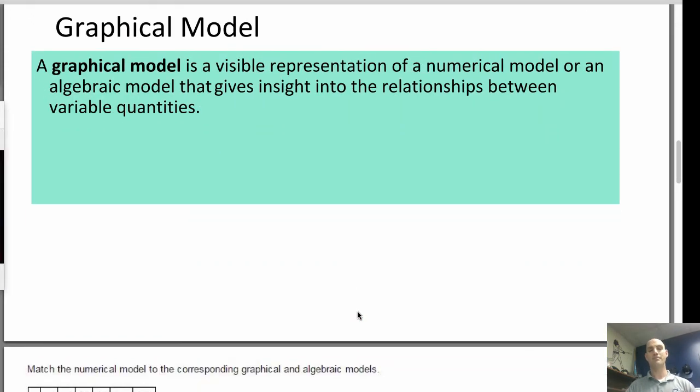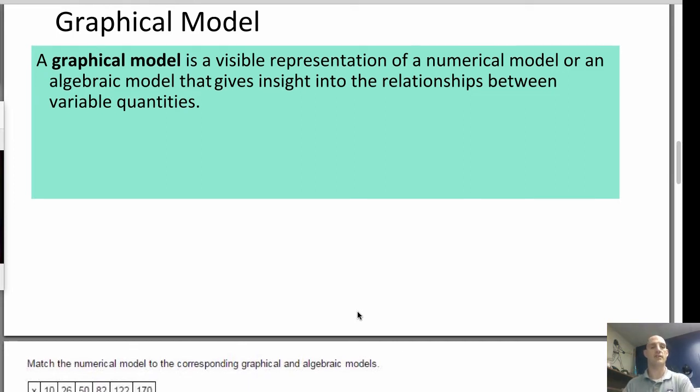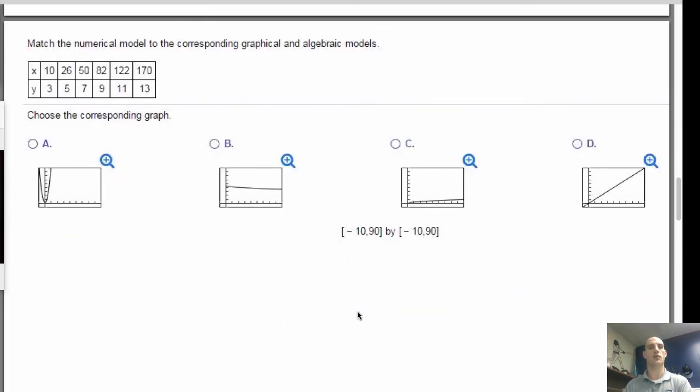Which brings us to graphical models. It's a visible representation of a numerical model or an algebraic model that gives insight into the relationships between variable quantities. Okay, so what we're looking at is how does a chart or our actual information compare to our graph? And so we're going to do a couple questions related to our graphs.